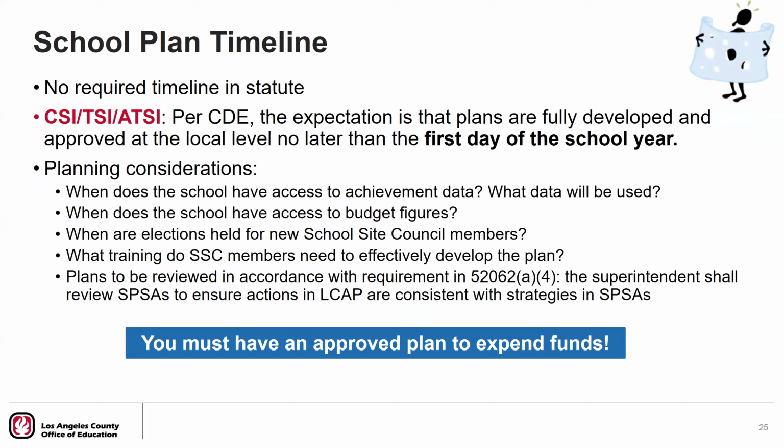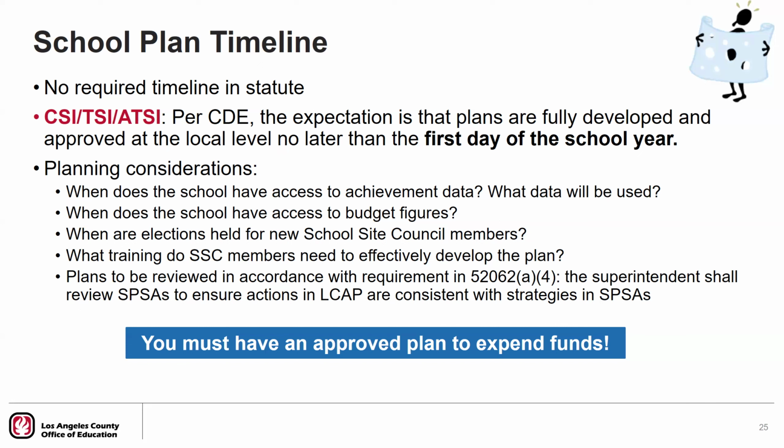The SIPSA is a one-year plan that's intended to be developed by the school site council and approved by the LEA's local governing board or body before or during the school year for which the plan is implemented. Now, statute does not specify a timeline or a deadline for the development and the approval of the SIPSA. This is a local decision based on your local context and needs.